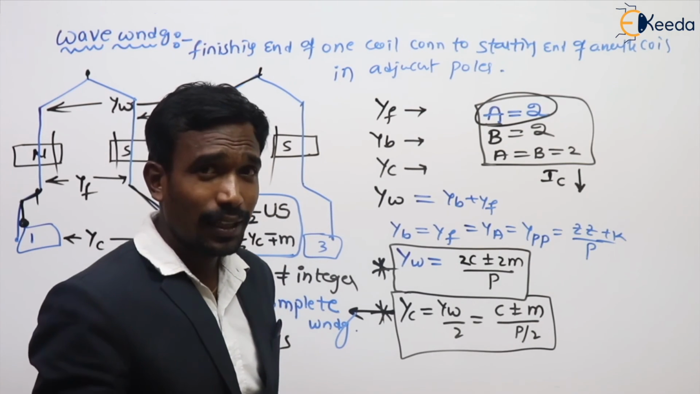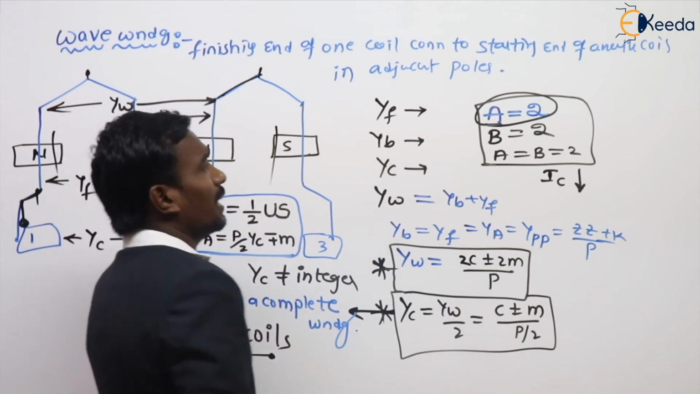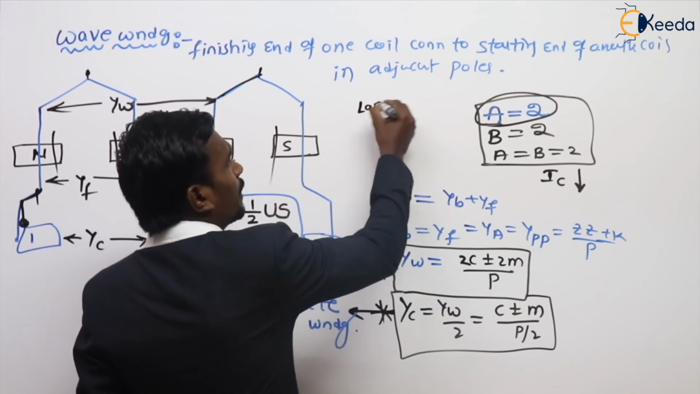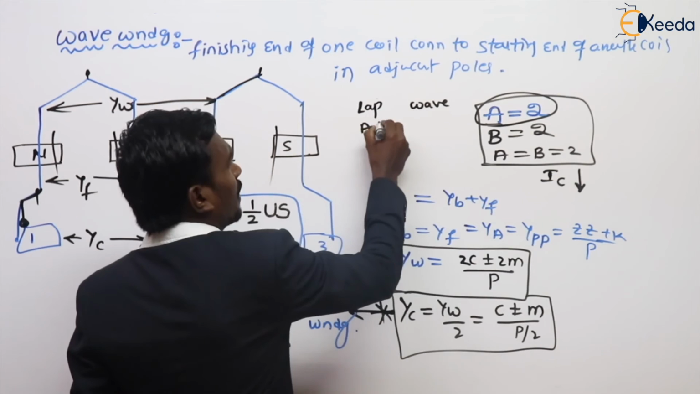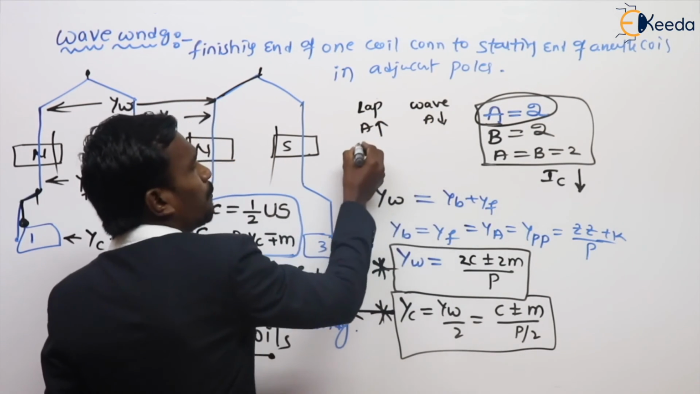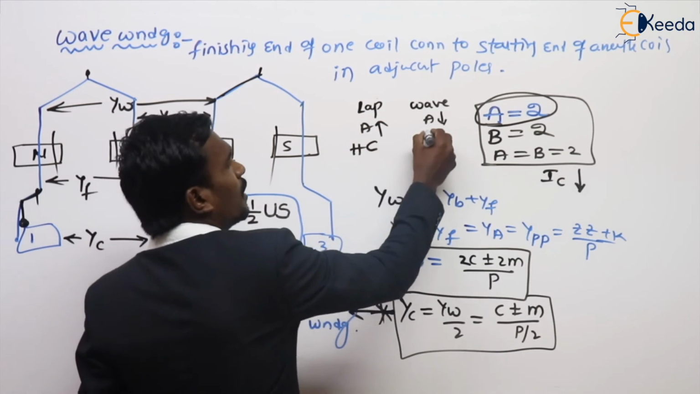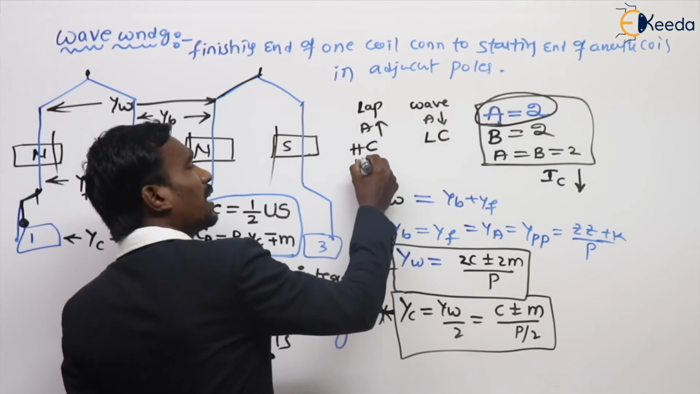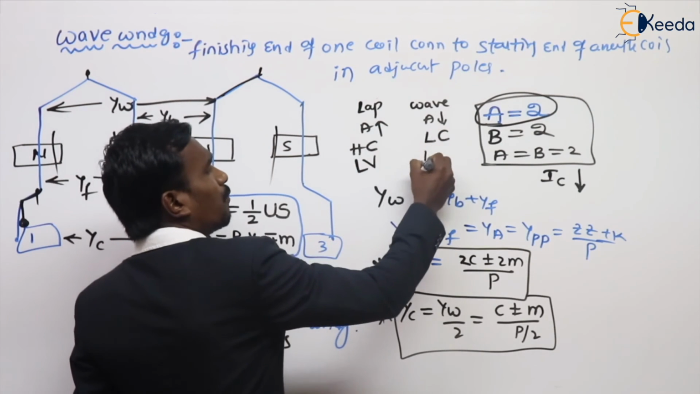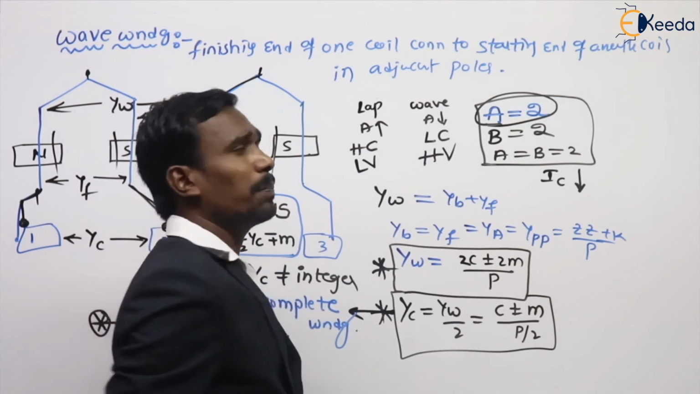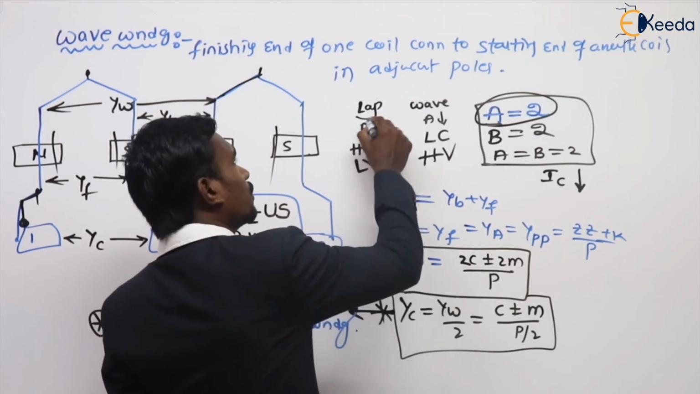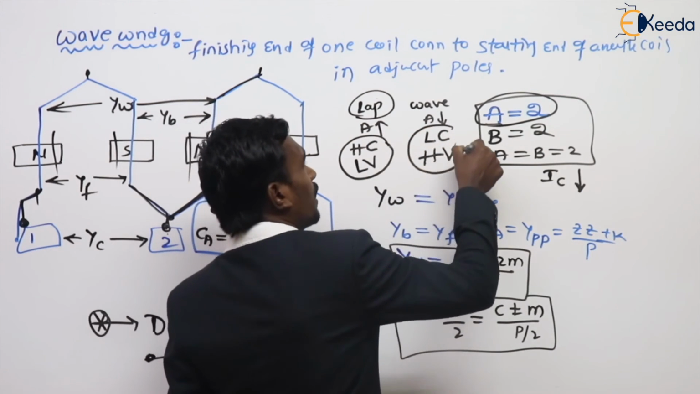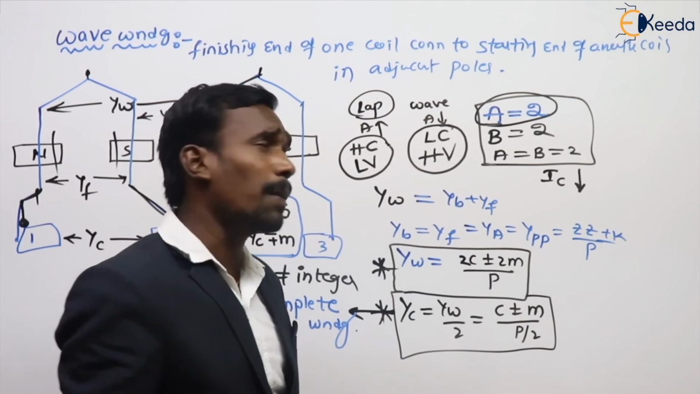Is it okay? And next, generally in lap winding the number of parallel paths is more. In wave winding, the number of parallel paths is less. That's why lap winding is used for high current applications, and wave winding is used for low current applications. Lap winding is used for low voltage applications, wave winding for high voltage applications. Lap winding is used for high current, low voltage applications, and wave winding for high voltage, low current applications.